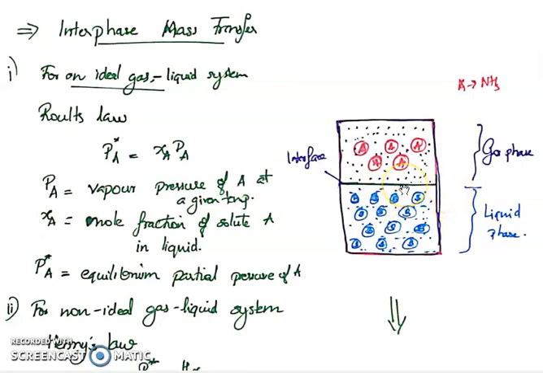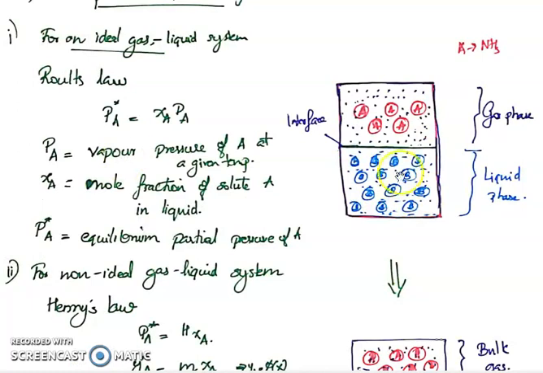To understand more, we need to familiarize some concepts. If it is an ideal gas system, we can use Raoult's law to know the partial pressure of the molecule that is transporting in the gas phase. For example, PA star, the partial pressure of A, is equal to mole fraction of A in the liquid phase times the vapor pressure of pure A. So if we know the mole fraction of A in liquid phase, we can calculate the partial pressure of A in the gas phase, similarly, by assuming that the system is in equilibrium.